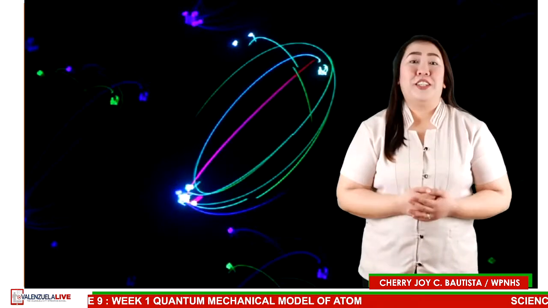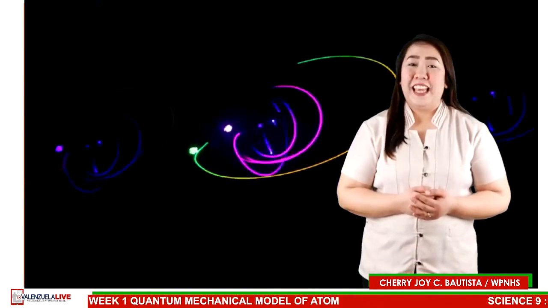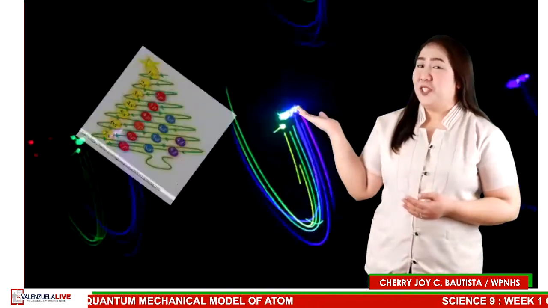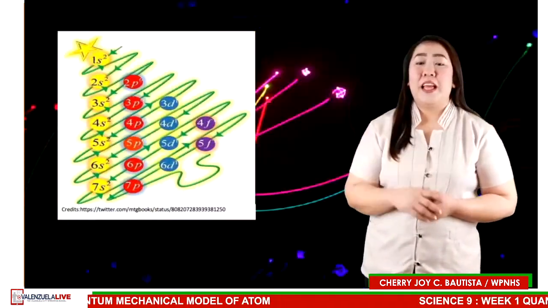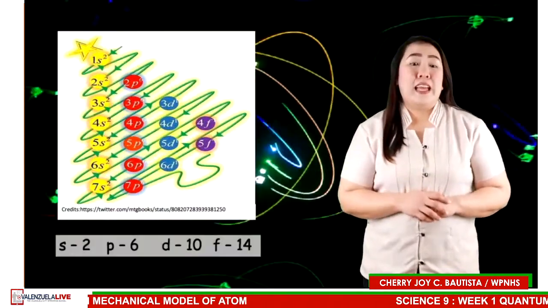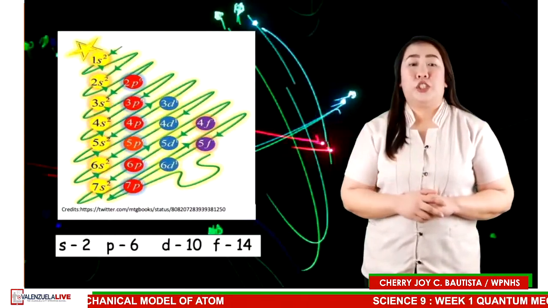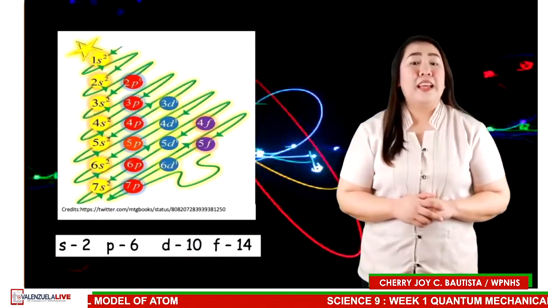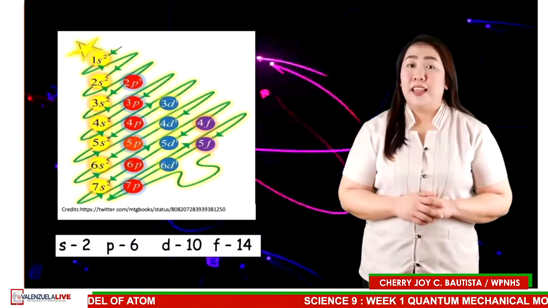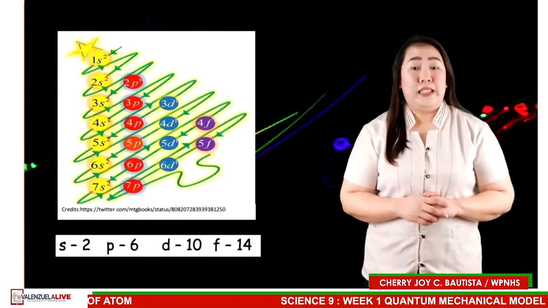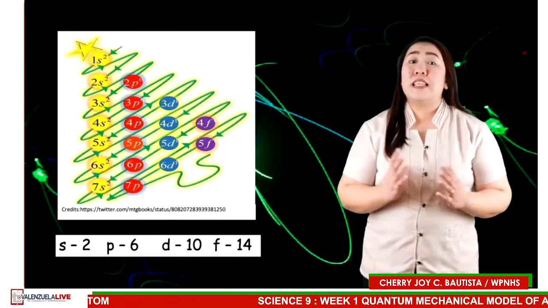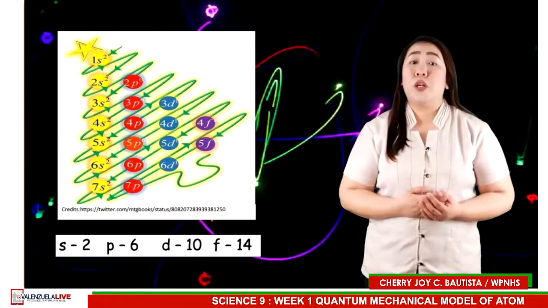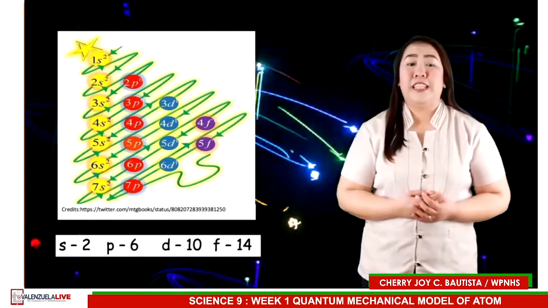Does it look familiar to you? Yes, you're right. This looks like a Christmas tree. Take note that s has only 2 electrons, p has 6 electrons, d has 10, and f has 14 electrons. These s, p, d, f are what we call subshells or sub-energy levels.